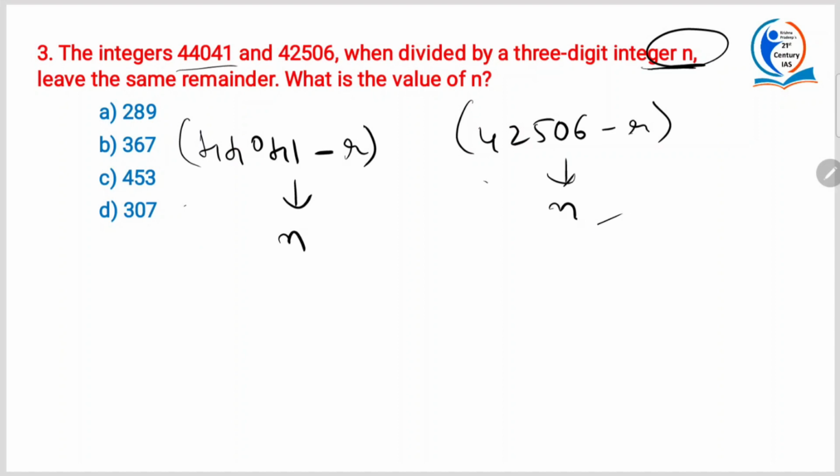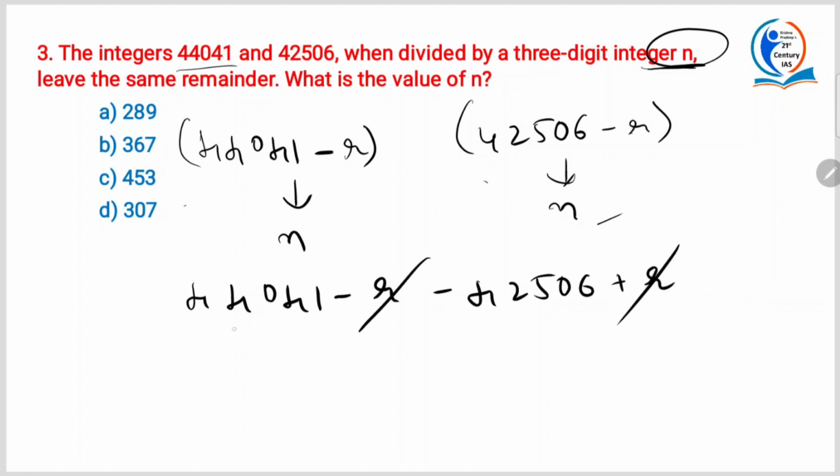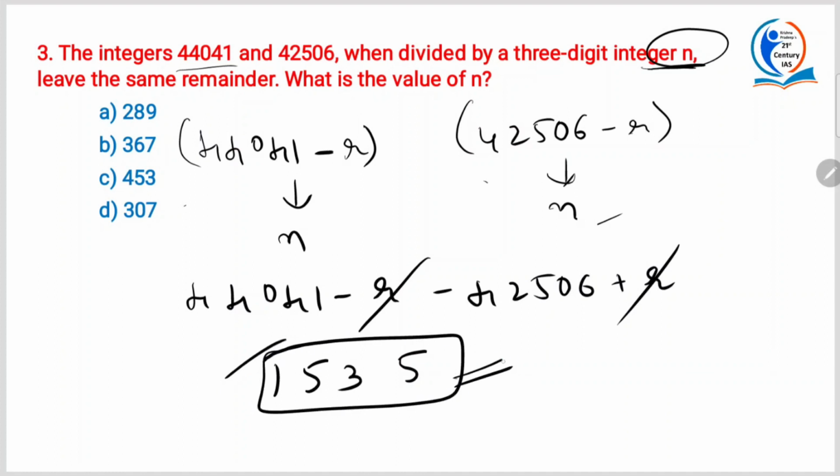That is what we've seen through the example, right? So 42506 minus r minus 4401, minus of minus will become plus, so this and this is gone. Now what is the difference between these? It is 38105. Now this one should also be a multiple of this n. Alright. Now we'll see which number exactly divides this particular number.